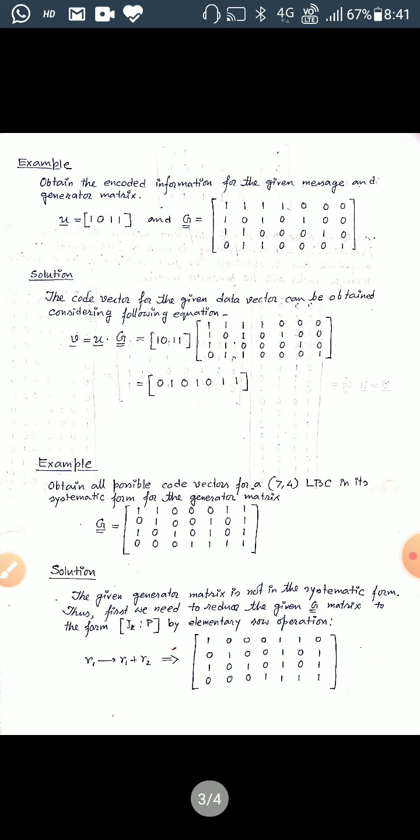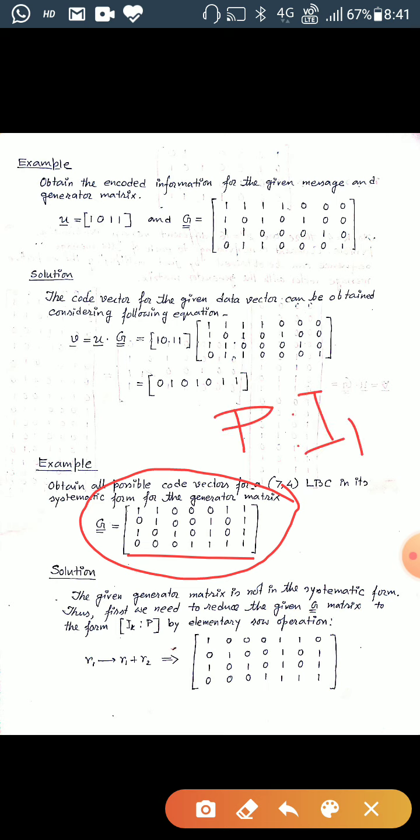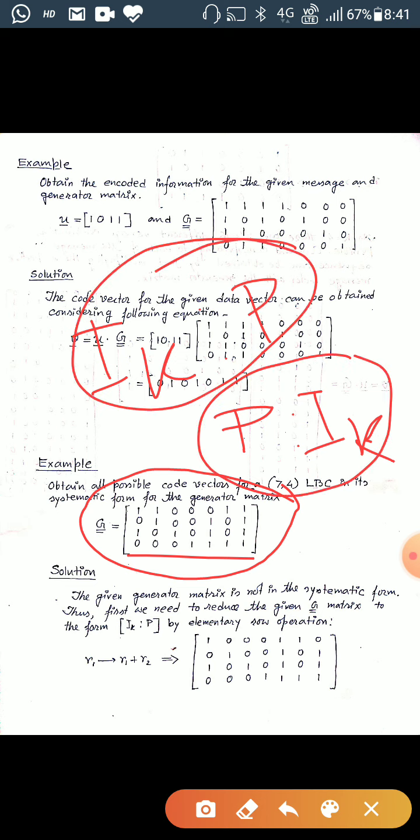Now for another example where G is given like this. Initially you have to check whether it is in the form I of k P or P I of k or not. Look, this is not in such a form. So for G, initially you have to rearrange it into the form of P I of k or I of k P. You can choose either one. It is not necessary that you follow only this one.